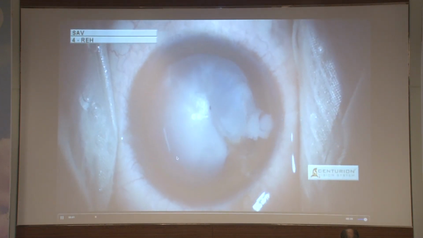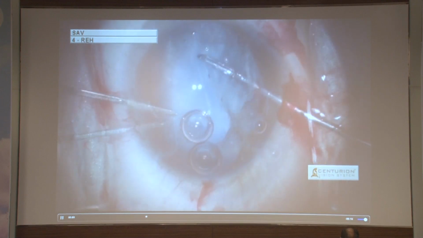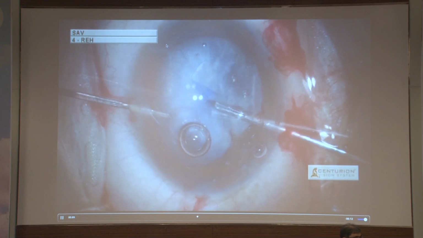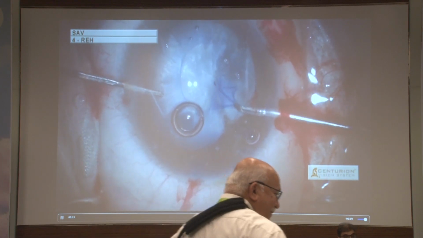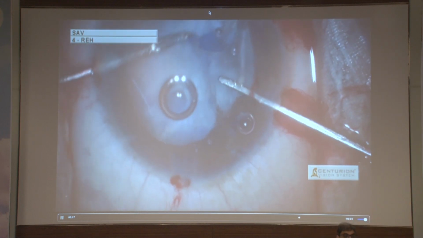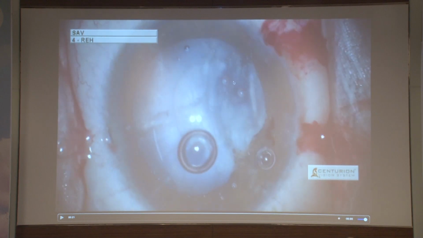So the first thing that we want to do is to try and make sure that whatever capsule is remaining on the anterior side, we try and convert it into as much of a capsulorhexis as possible. So you create a nick. This entire area is the open area. So from here to here is the open area with synechiae. So we created an opening.